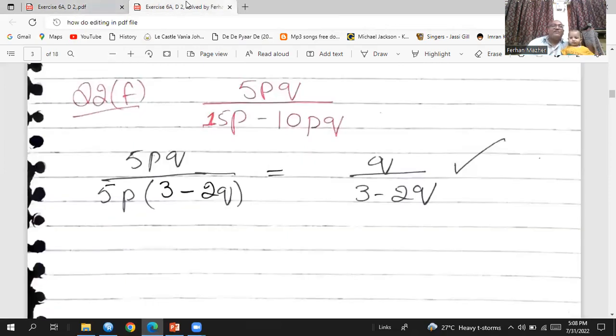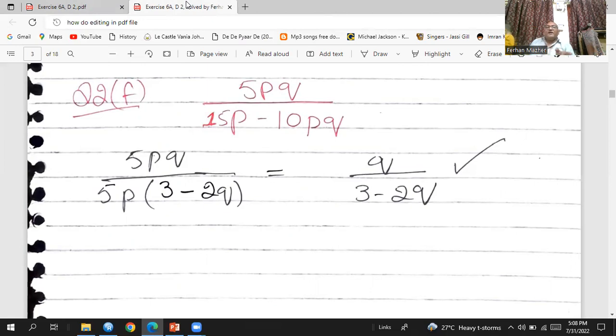This is question number 2, F part. And you can see in the numerator, we have 5pq. From the denominator, there are two terms. And from those two terms, we can take 5p common. So we will take the 5p common. And then we have the bracket. And in the bracket, you are left with the 3 minus 2q.